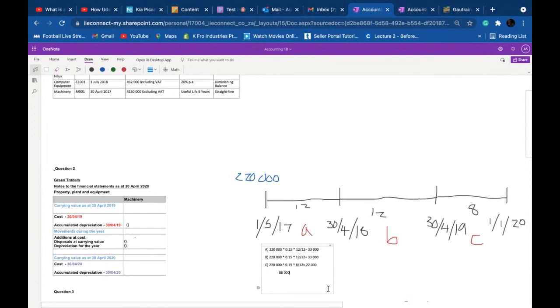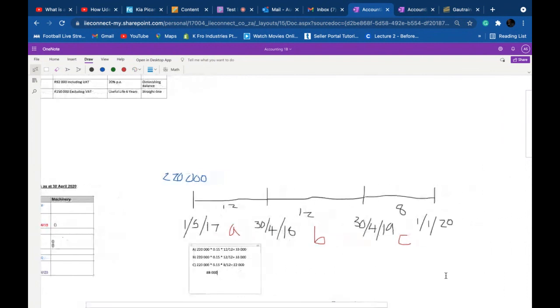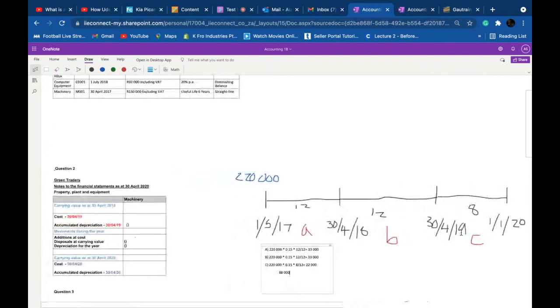Okay, right. So now we've done our calculations for depreciation. Remember, it's because we sold this thing on the first of January. So remember the format of these things is first carrying value on 30 April 2019. So basically here, what is the carrying value at this point here? Okay, beginning of C. Before we can go there, we need to punch in the cost. So cost exclusive of VAT here is 220,000.